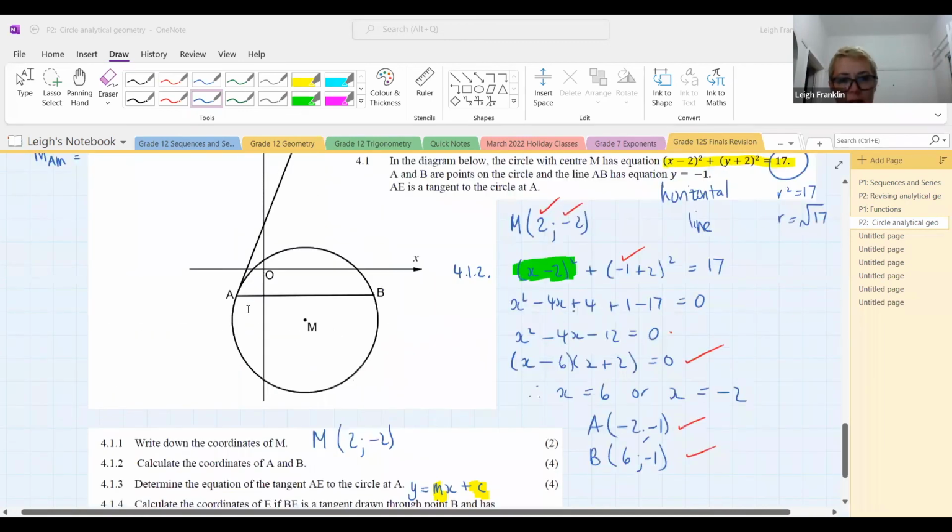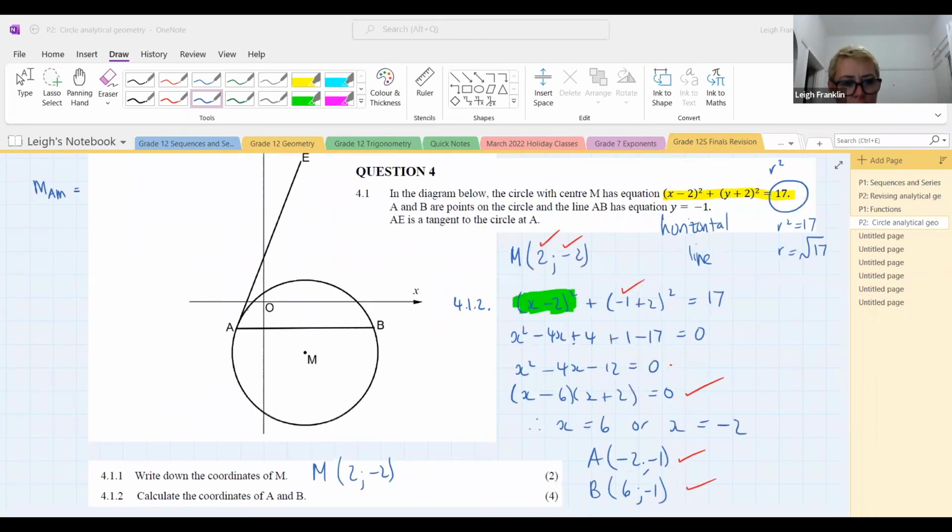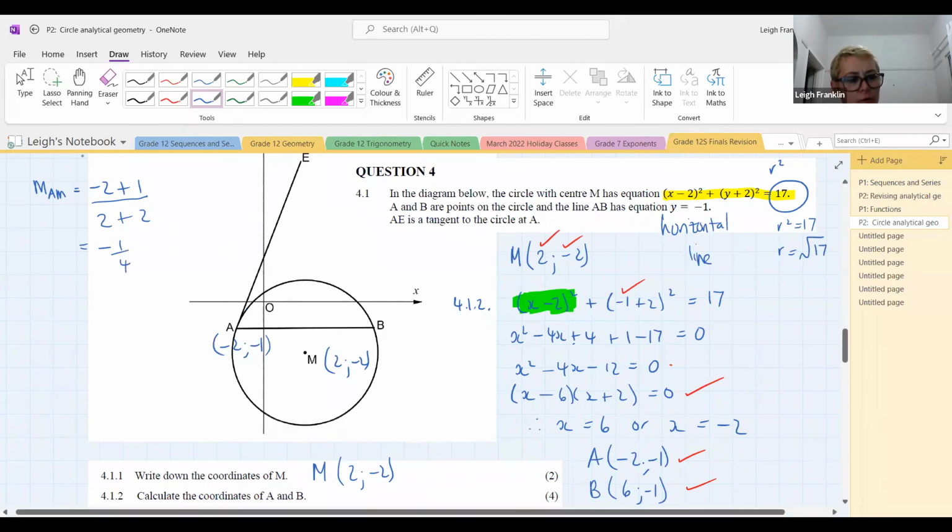So the gradient of AM, so remember the coordinates at M are 2 and -2. The coordinates at A are -2 and -1. So that means the gradient of AM is going to be -2 plus 1 over 2 plus 2. Okay, so that's going to give us -1 over 4. So that's the gradient of AM.